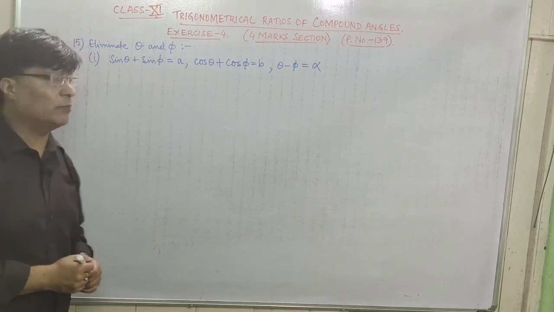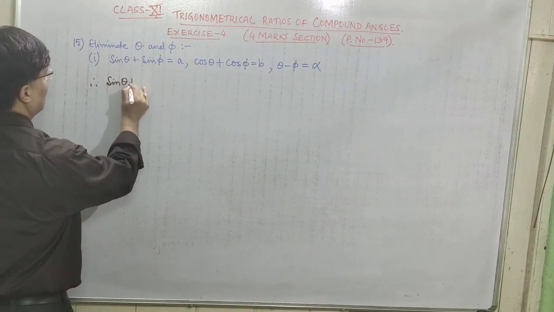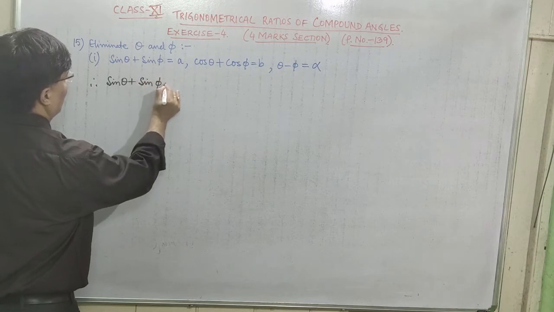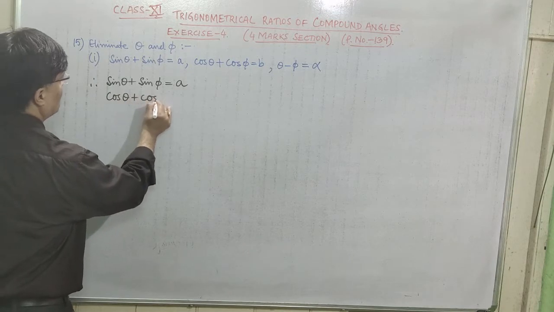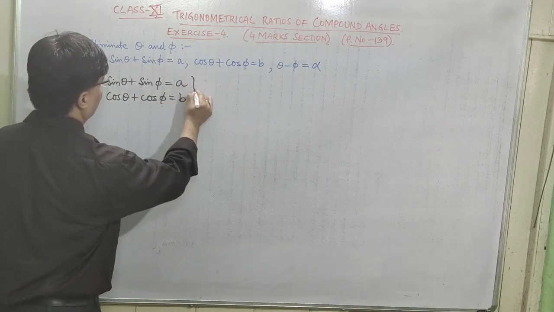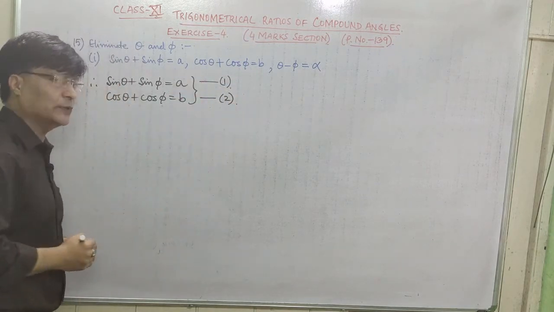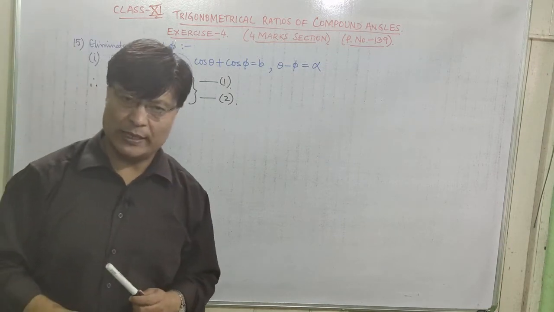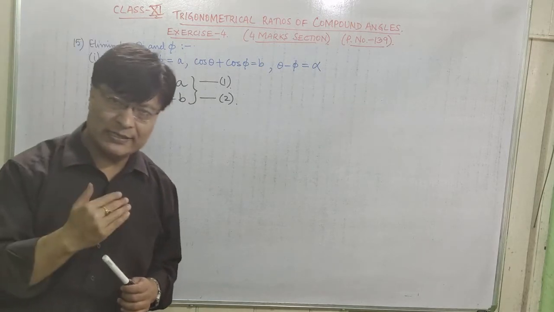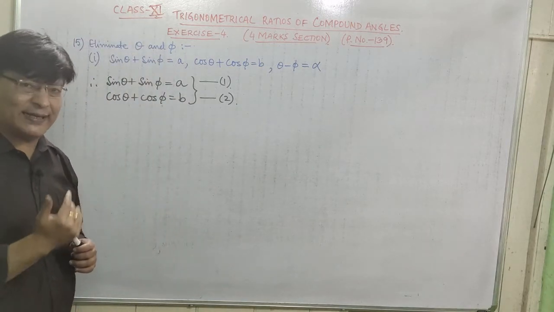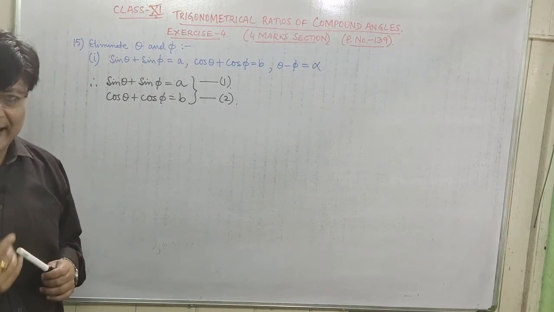So let us do this problem. What are the two given equations here? It is sin theta plus sin phi is equal to A, and cos theta plus cos phi is equal to B. Let us mark it as number 1 and this as number 2. Now you have to simplify 1 and 2. How can you simplify them? Let us square both the sides of 1 and 2 and then add them.